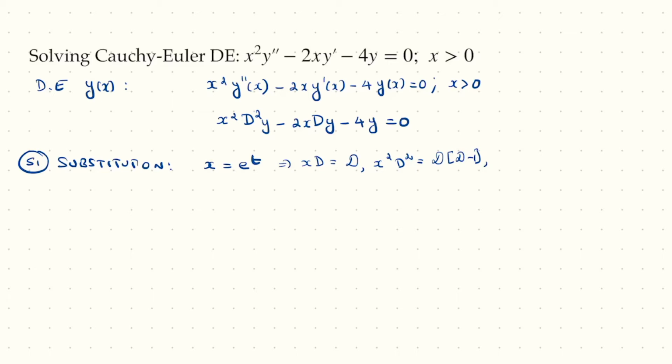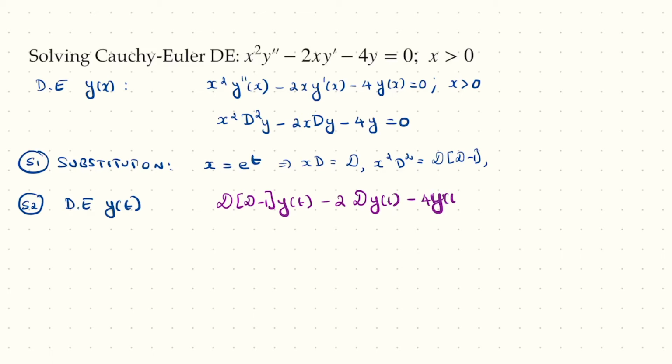So now, when I do the substitution, ladies and gentlemen, my second step, I am going to have the differential equation, now y as a function of t. Let me use a different color. This is going to be transformed into script d of d minus 1 of y, here y is a function of t by the way, minus 2 script d y, a function of t here by the way, minus 4 times y of t is equal to 0. I'm not going to do that next time, but you kind of follow along.